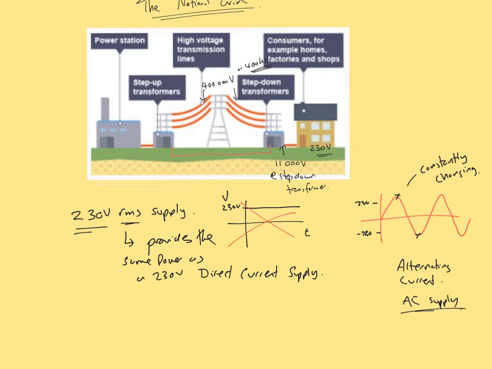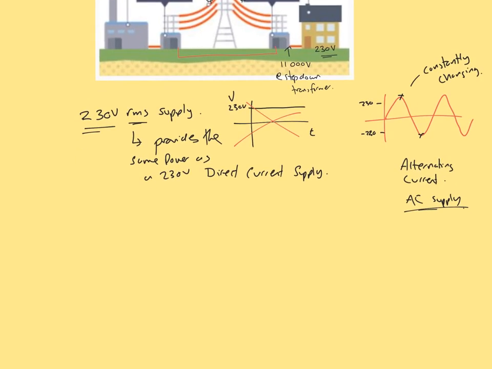You also need to know why they bother with the step-up and step-down transformers, what they actually do, and why they have these ridiculously high potential differences or voltages along the way, and then they bring them down to a safer working voltage for use in the home. So when we do the magnetism topic, we do transformers in a lot more detail, but for the moment, what you have to have in your heads is this.